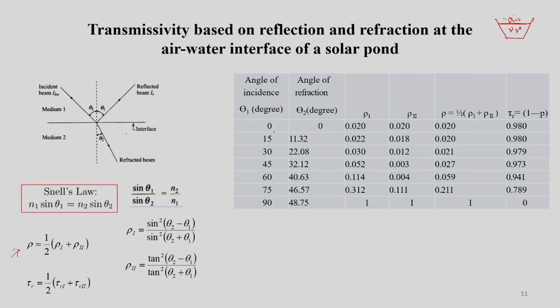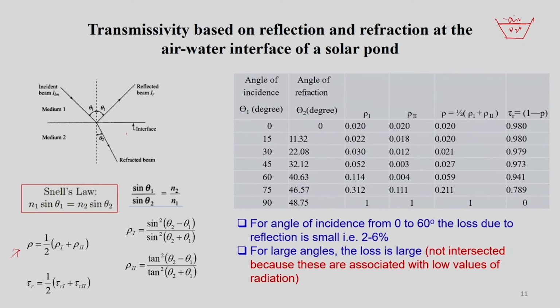As you can see, when the incident angle increases, tau r reduces. It is more significant if we go beyond 75, and at 90 it is almost 0. So at higher angles this is not encouraged. For angles of incidence from 0 to 60, the loss due to reflection is small, that is 2 to 6%. For large angles, the loss is large, which is not of interest because these are associated with low values of radiation.